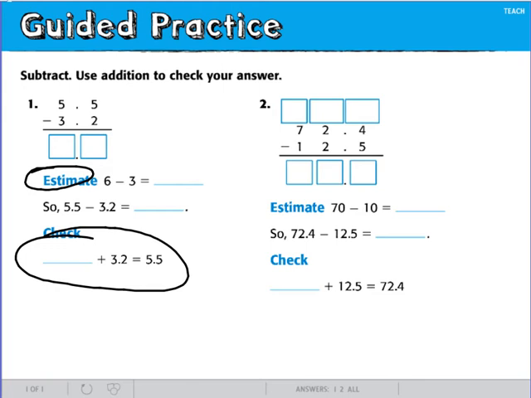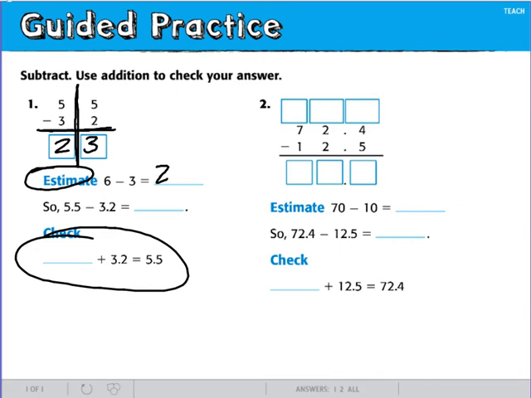5 and 5/10 subtract 3 and 2/10. I know that they don't have them, and most of them are already lined up for you. There's only about 6 problems that you're going to have to rewrite to line them up. I would appreciate it if you did that. Okay? So 5 subtract 2? 3. 5 subtract 3? 2 and 3/10.